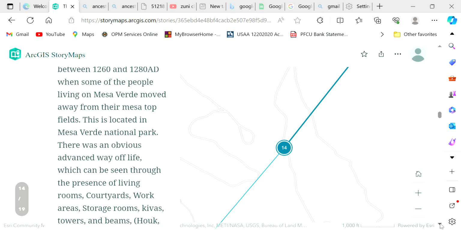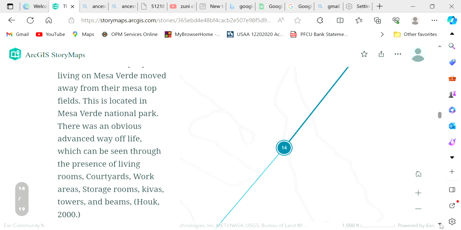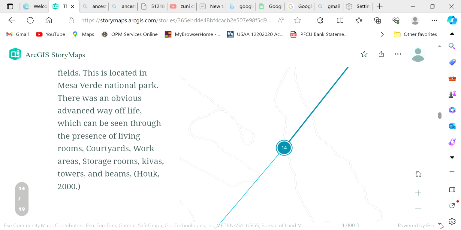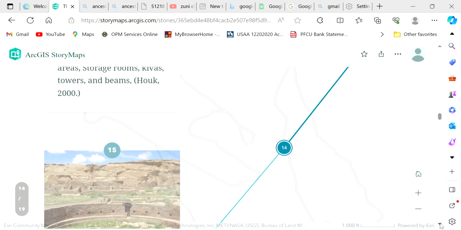There was an obvious advanced way of life, which can be seen through the presence of living rooms, courtyards, work areas, storage rooms, kivas, towers, and beams.